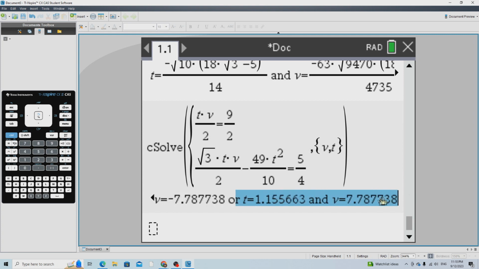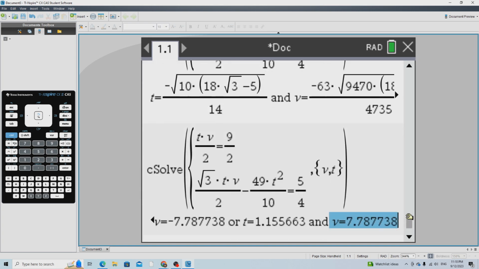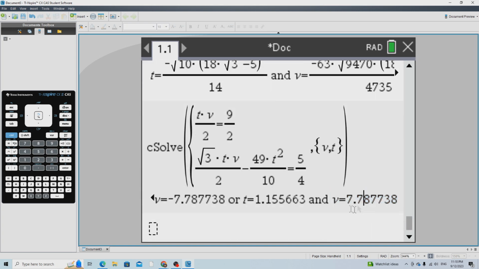But this is true, where t is greater than or equal to 0, and then we get a velocity. So this is your velocity. I don't know why it didn't work with solve. We had to use complex solve here. Wow. Okay, so we get this value over here.